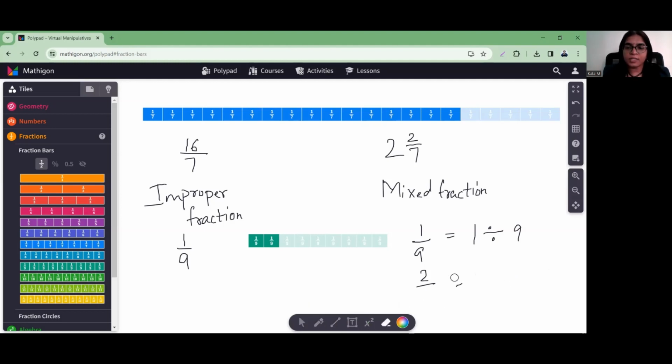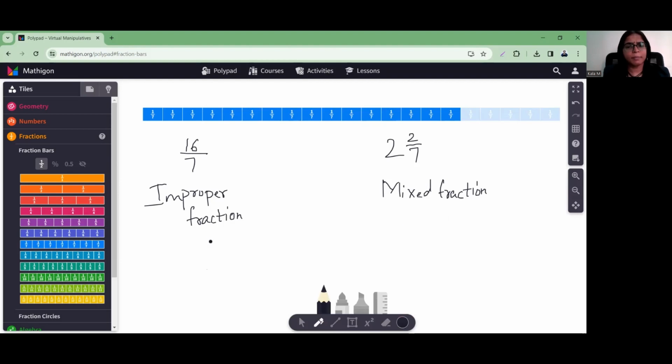Now, if we have this understanding, we know that 16/7 means 16 is divided by 7. So, simple. 16/7 means 16 divided by 7. So I will take the 16 divided by 7. What will happen? 7 times 2 is 14, right? And I will get 2 as the remainder.